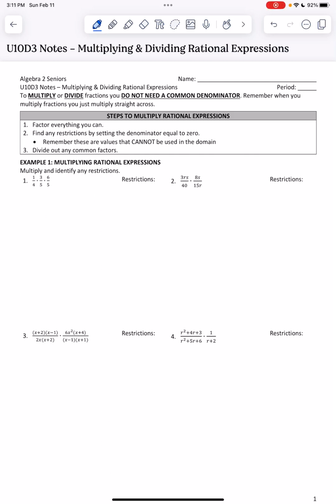Continuing with Unit 10, Day 3, we're going to focus on some operations with rational expressions now. So operations with fractions. And we're going to focus on multiplying and dividing those fractions, those rational expressions. Okay? So remember, to multiply or divide fractions, we do not need a common denominator. And when we multiply, we just go straight across.